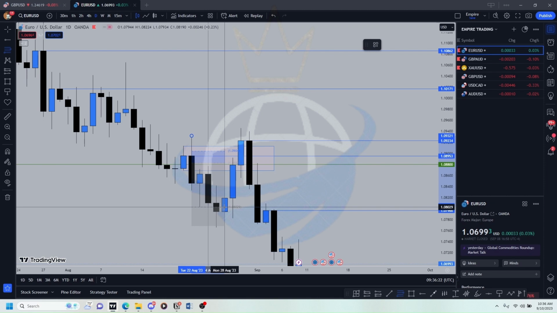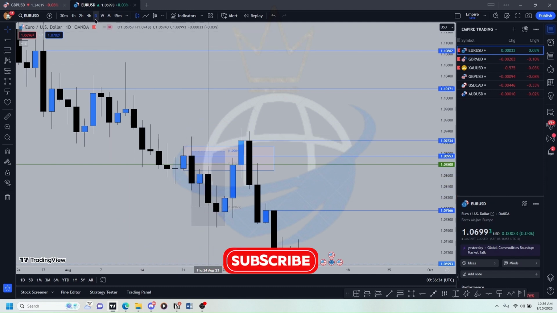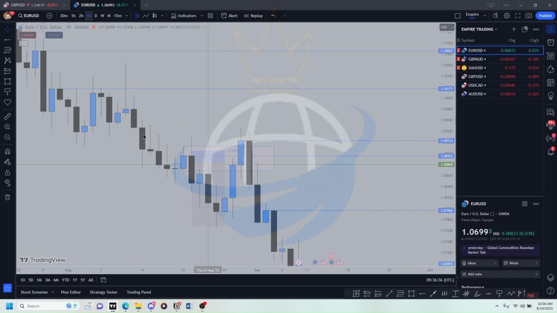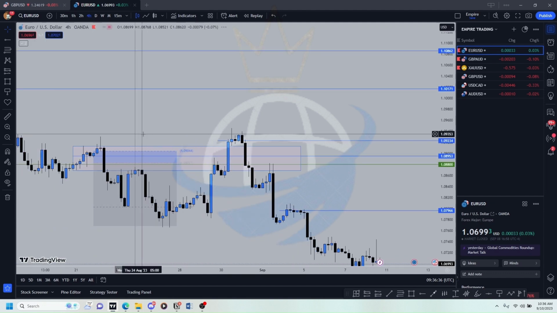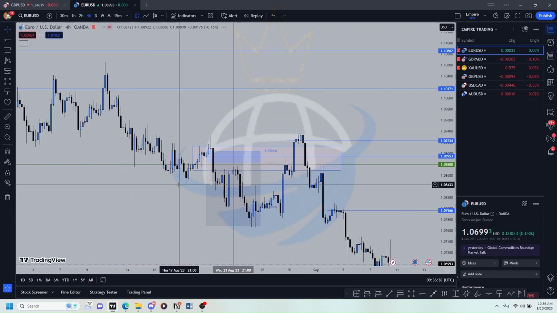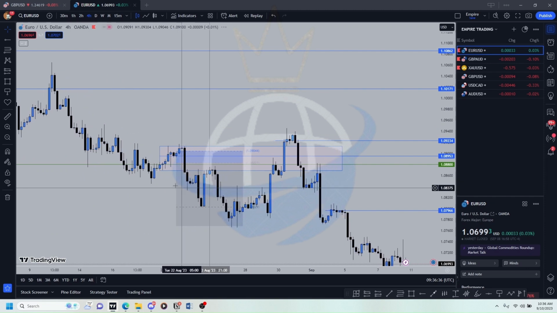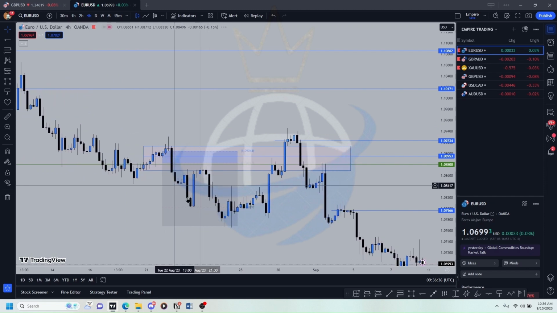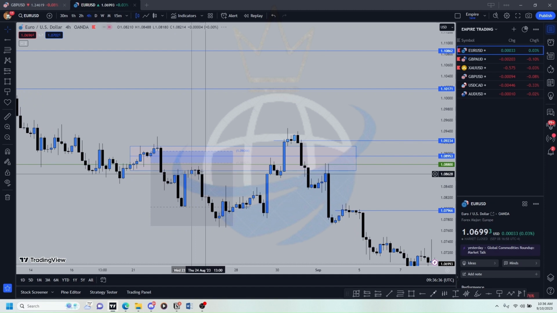before the pullback, you can see that price didn't really reach the 61.8 and 78.6 band. Price didn't reach this area. So for me, this could have been a missed position. You understand? That is the rule. Once it's not in this region, we just let the trade go.